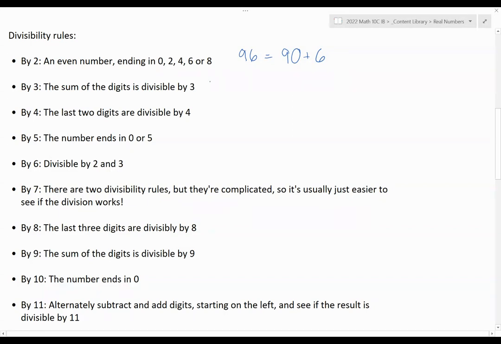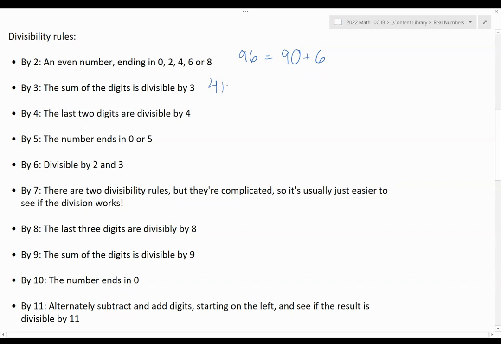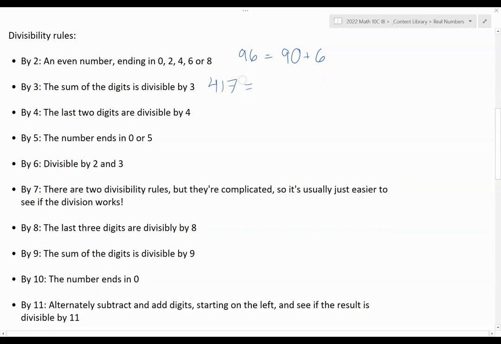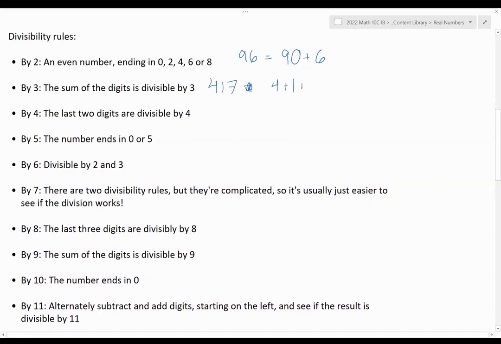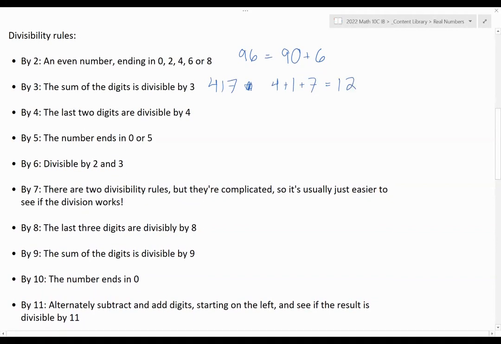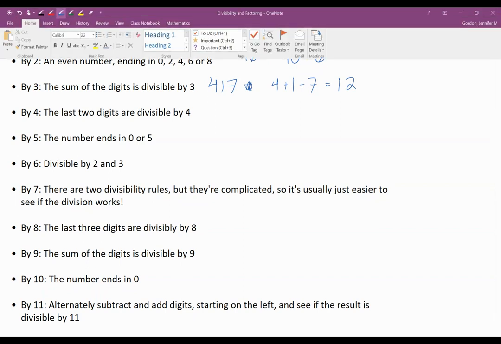For divisibility by 3, the sum of the digits is going to be divisible by 3. So let's say, for example, we have the number 417. If I add these digits all up, 4 plus 1 plus 7 equals 12, which is divisible by 3, and therefore this whole thing is divisible by 3.